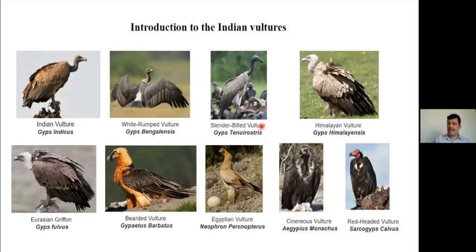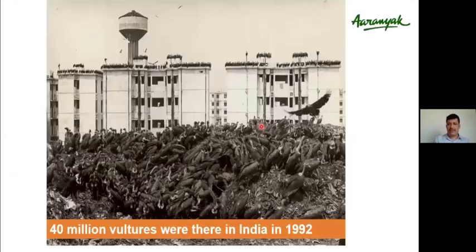So that way all the species can eat on the same carcass, and that has been recorded from Kaula Dio, Ghana, where 7 species were eating together on the same carcass. So coming to the topic, in 1992, it was estimated that almost 40 million vultures were there in India, and they were creating a lot of problems in aviation.